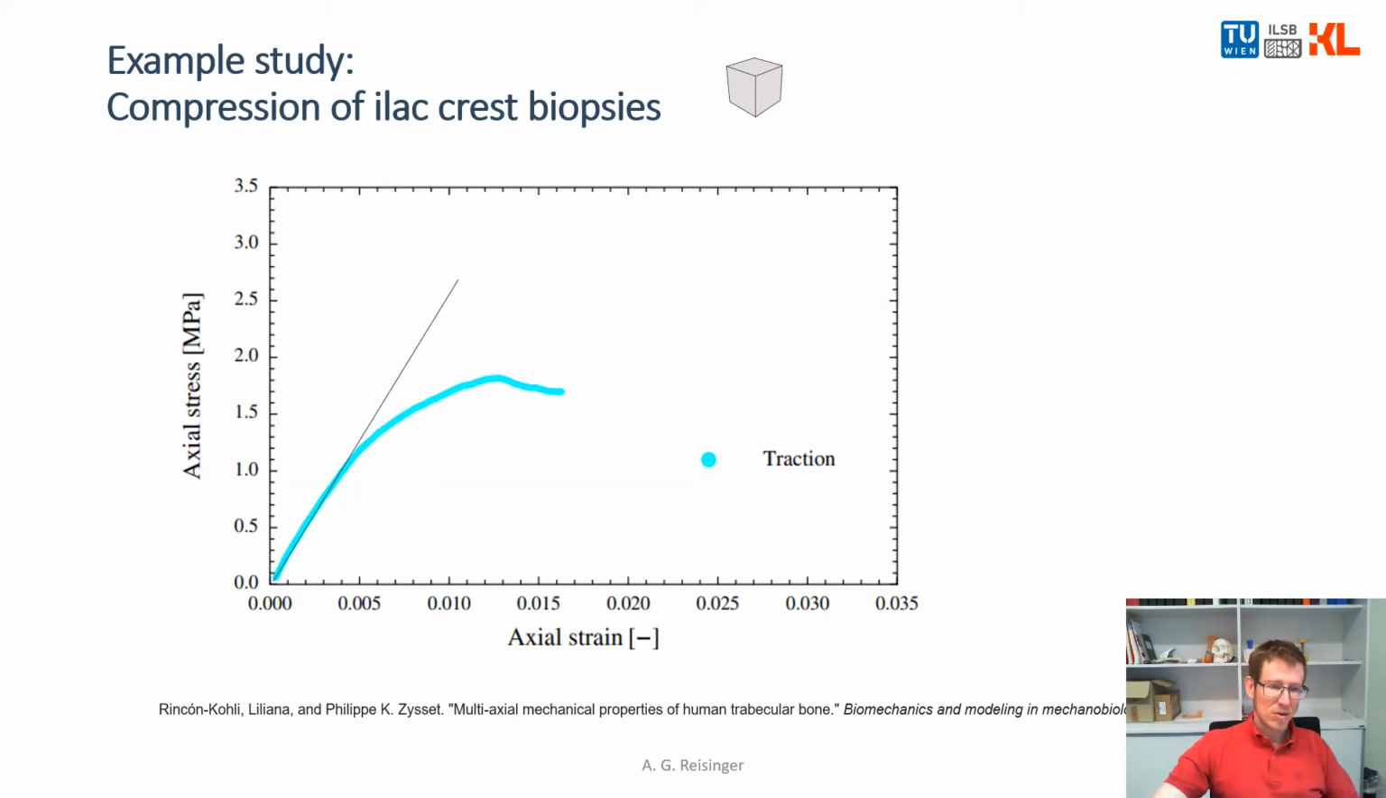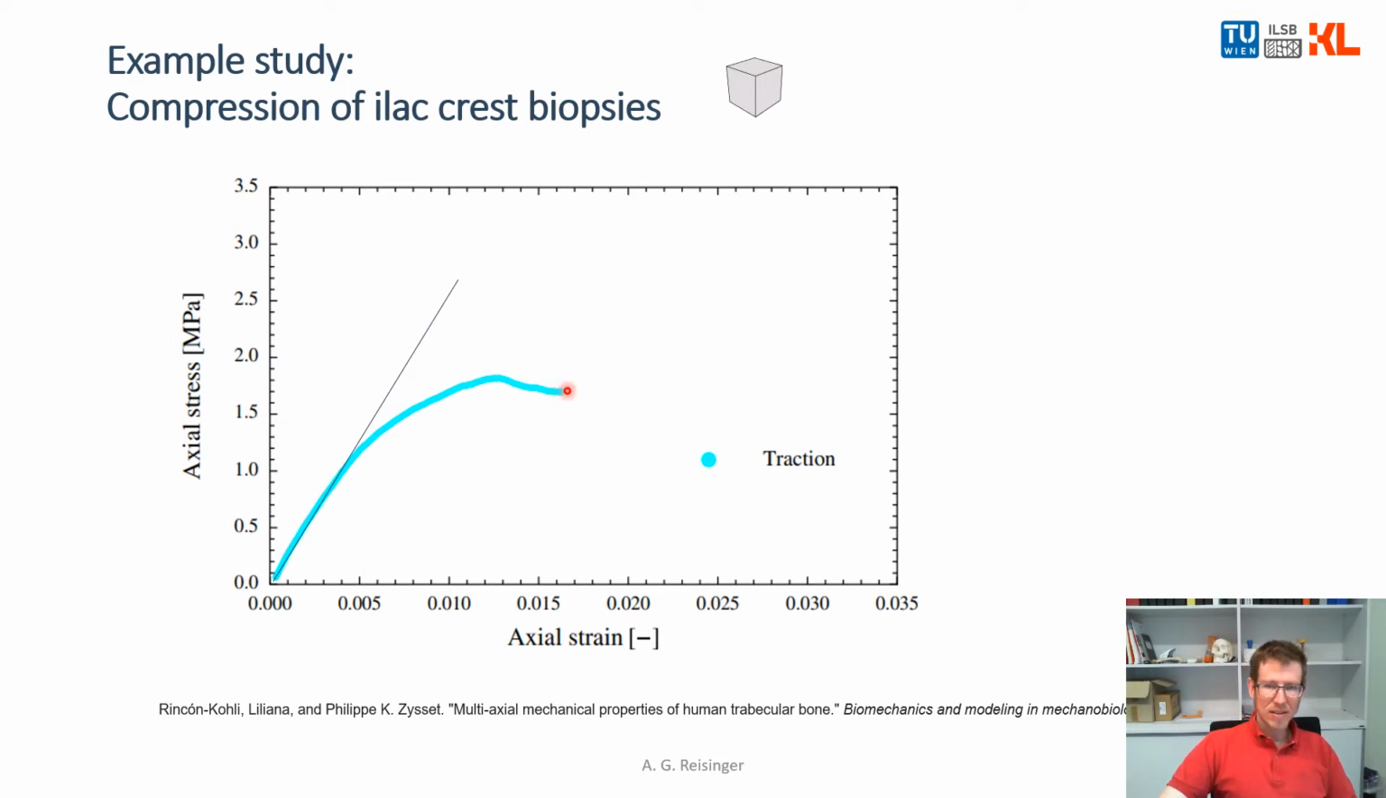So let's have a look at the actual testing data. This is the cyan line here, the cyan color. And you have on the y-axis the actual stress, and on the x-axis the actual strain. And the test was started, going on and on. And then at some point the maximum stress was reached, and here the test was stopped.